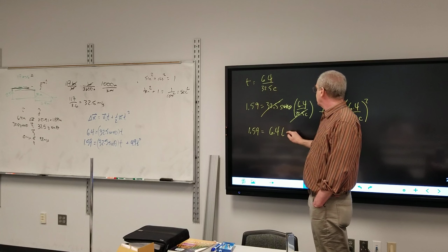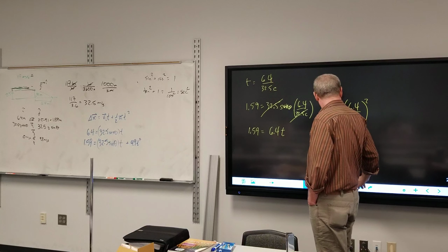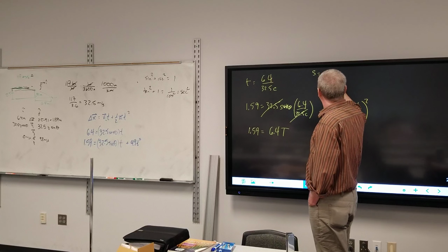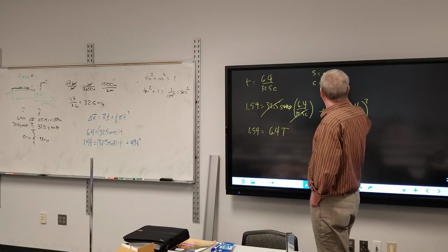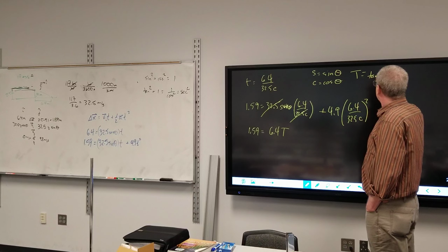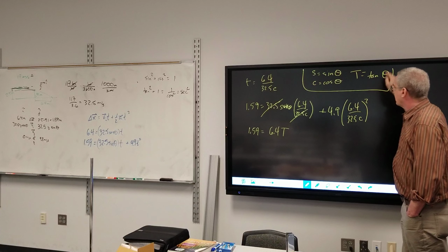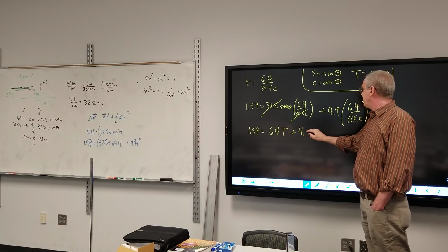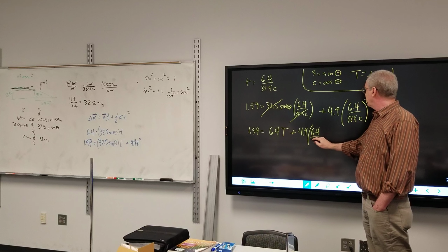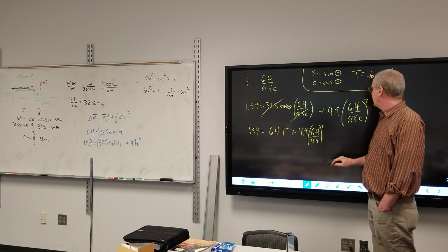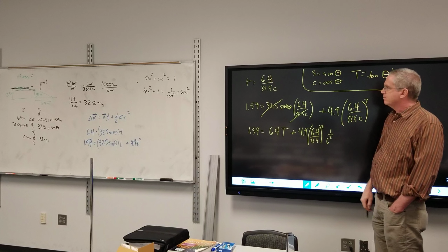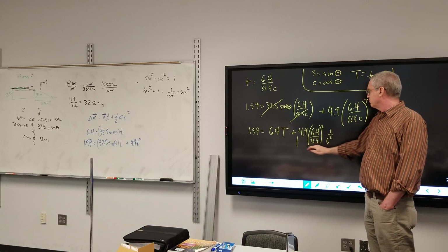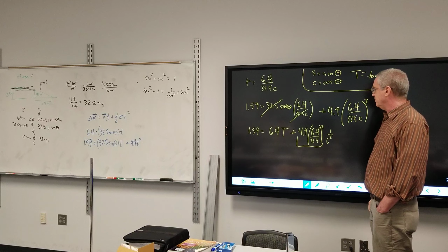6.4 tangent. I'm going to use capital T for tangent. Plus whatever 4.9 times 6.4 over 32.5 squared times 1 over cosine squared, which we know is 1 plus tangent squared. Someone would be kind enough to tell me that.